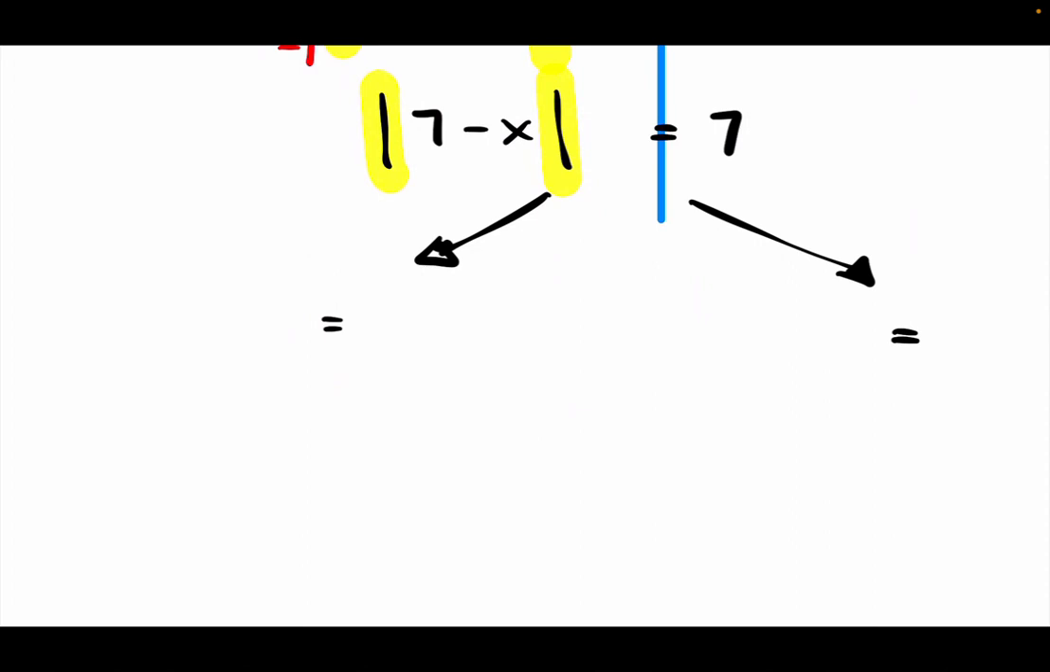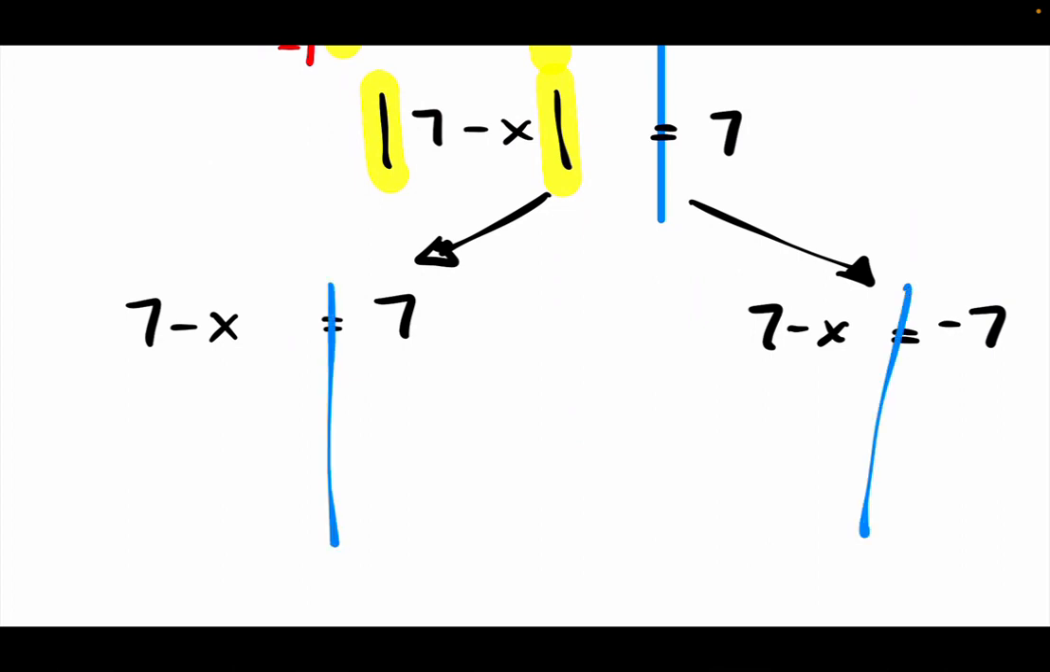How many steps from 0 am I? 7. So I could be at +7. I could be at -7. The bars come off. Last step, get your 2 answers.